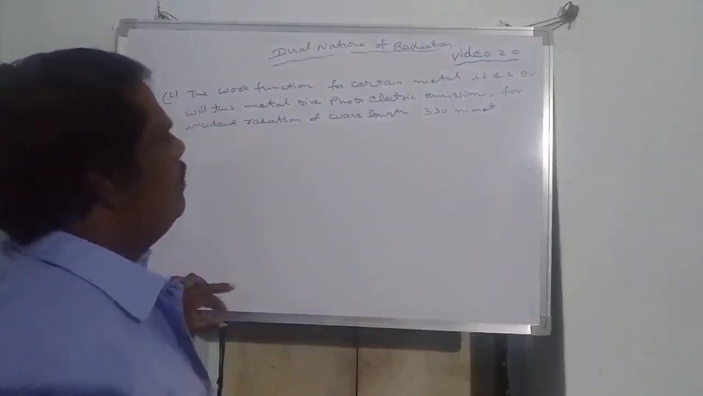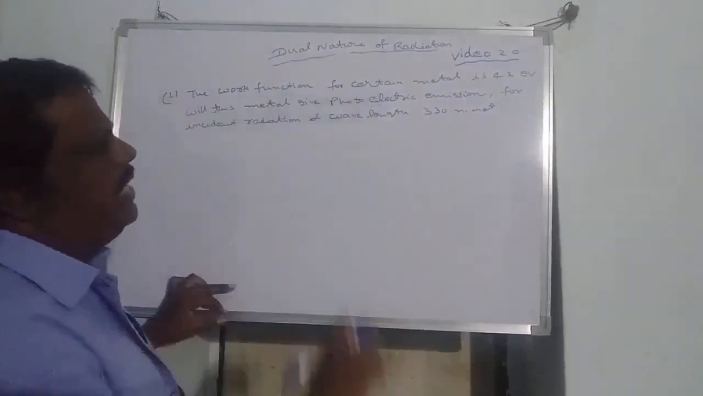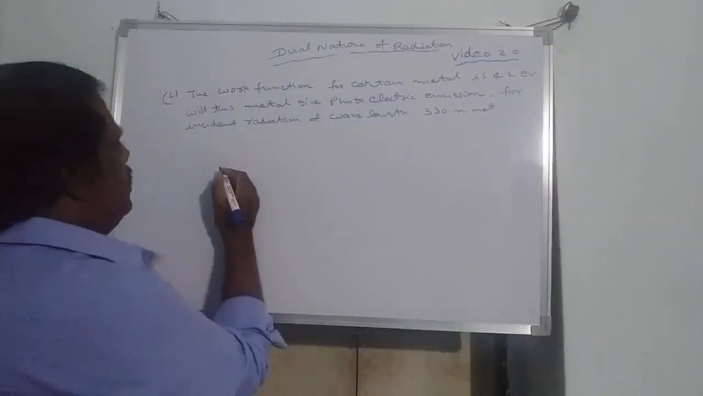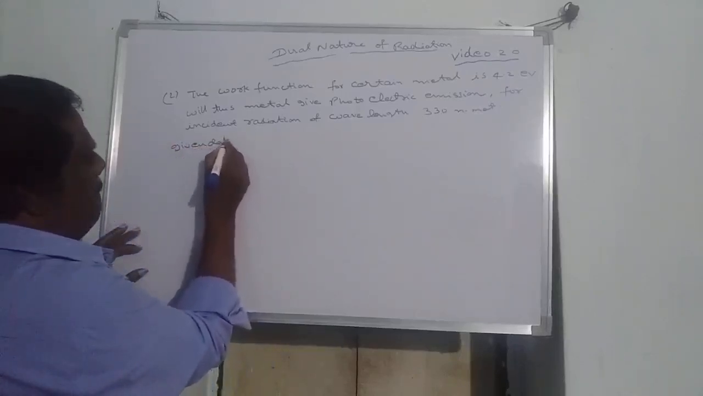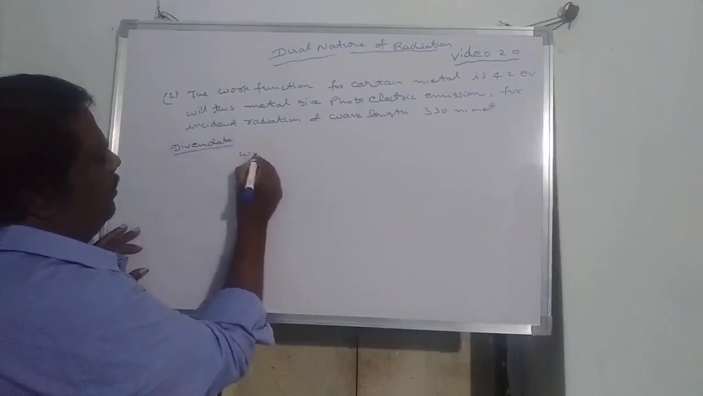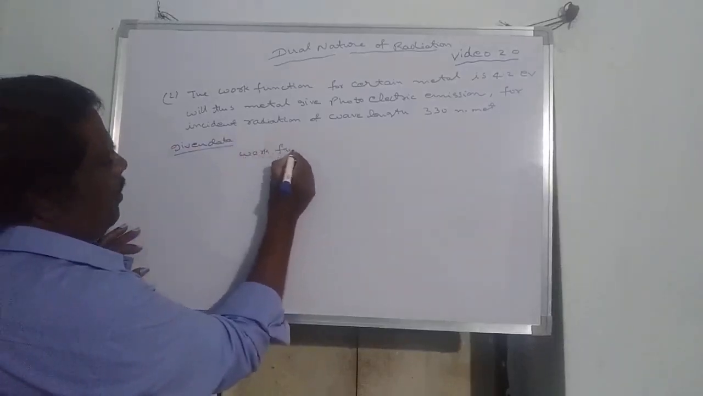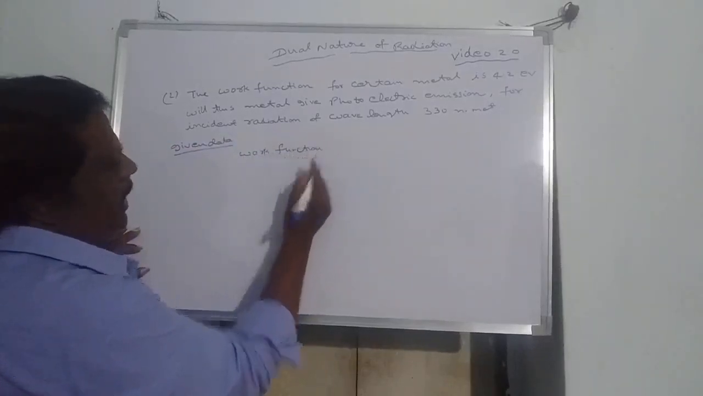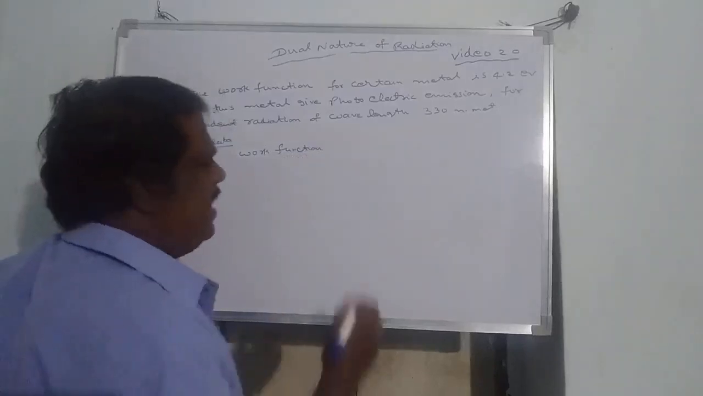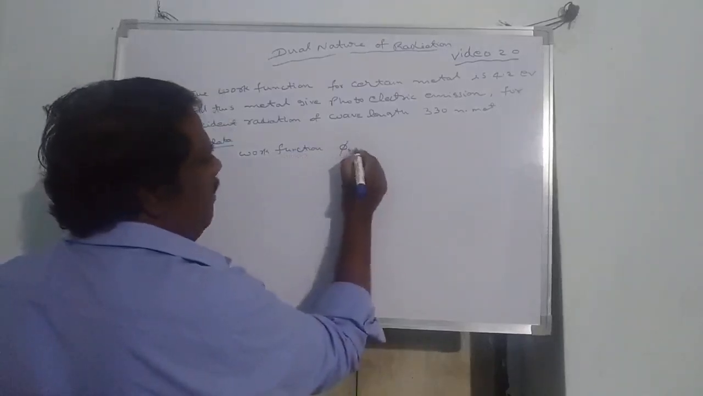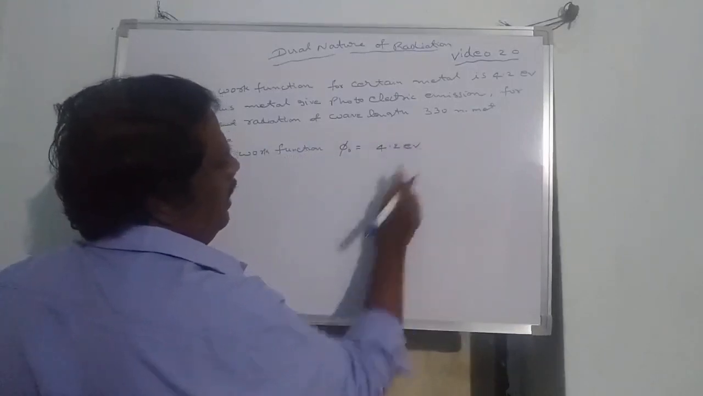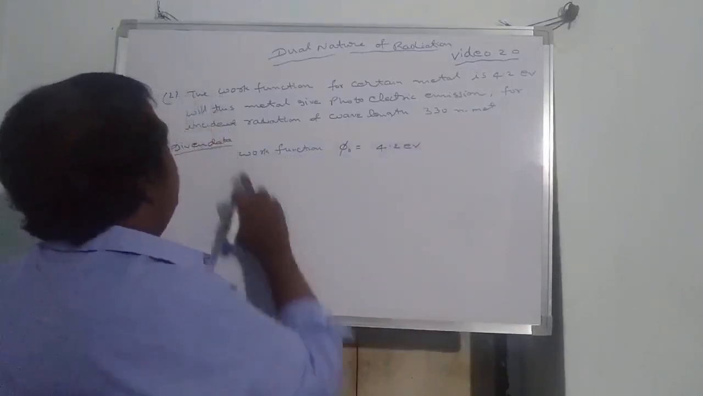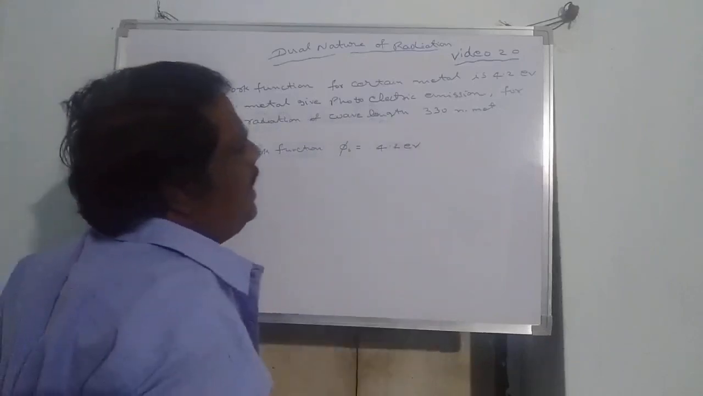So, what is the question? The work function of a certain metal. Given data: work function, either W naught or phi naught. What is the value? 4.2 electron volt, they are given. Will this metal give photoelectric emission?